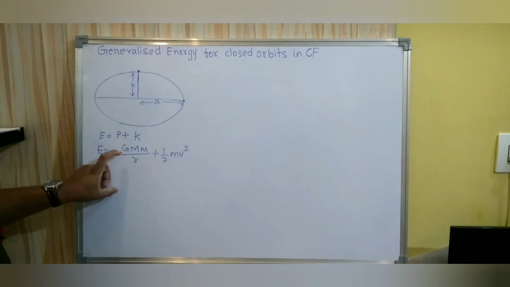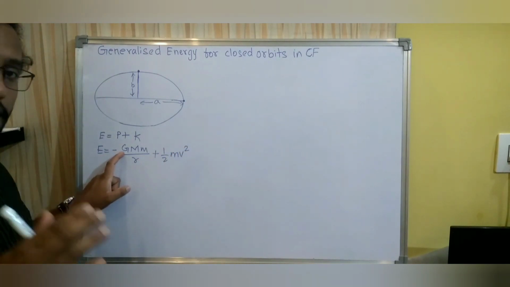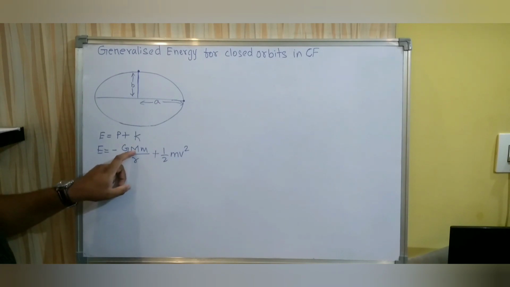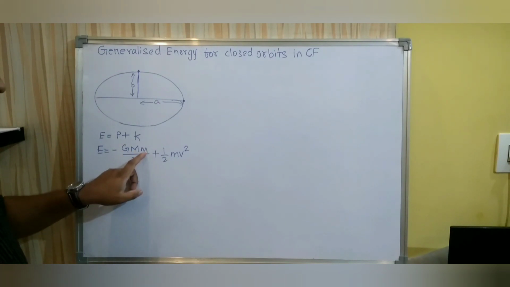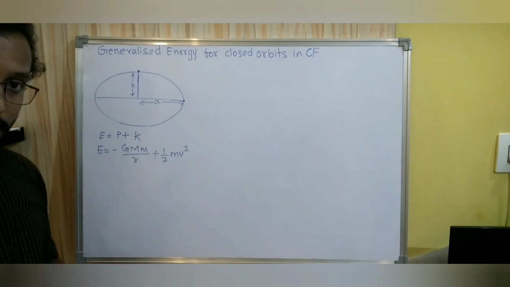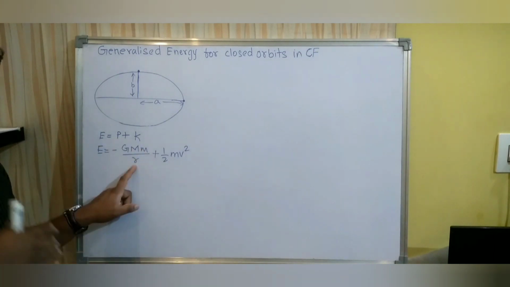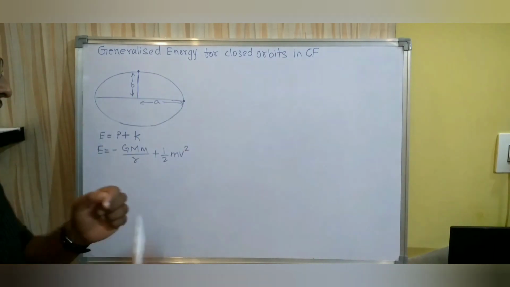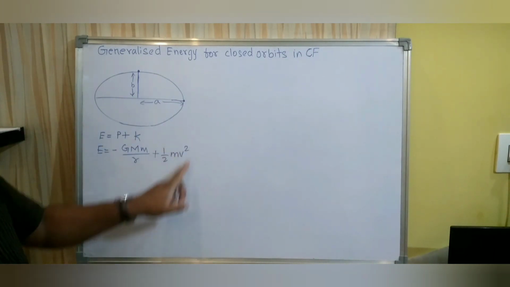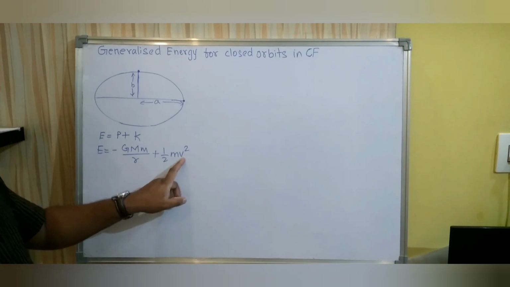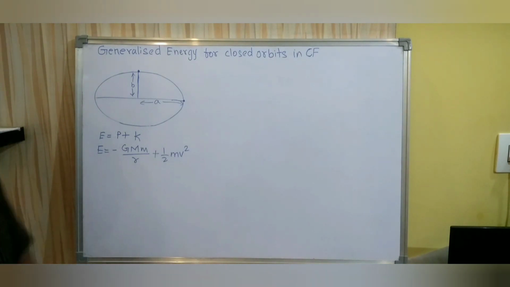Here G is the universal gravitational constant, capital M is the mass of the sun, and small m is the mass of the planet which is moving around the sun. r is, as usual, the radial distance measured from the sun to the planet, and half mv square is the kinetic energy, where m is the mass and v is the velocity of the planet.